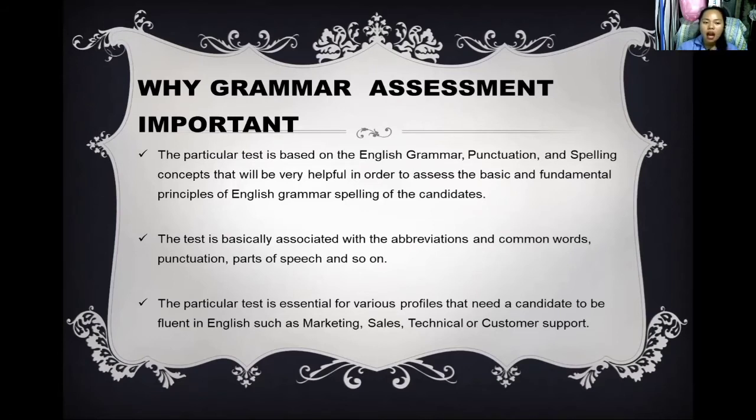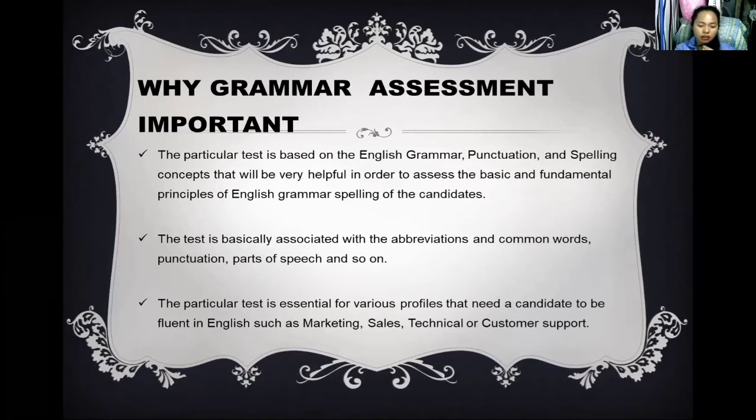Okay, so here, why is grammar assessment important? So those 10 that I have given already, what are the reasons why they are important? Well, we observe that those 10 are useful in our curriculum. It's also indicated, and it can help the student as well as the teacher connection. So grammar assessment is important in terms of punctuation and spelling concepts. Also, it helps them to assess the basic fundamental principles of English grammar.